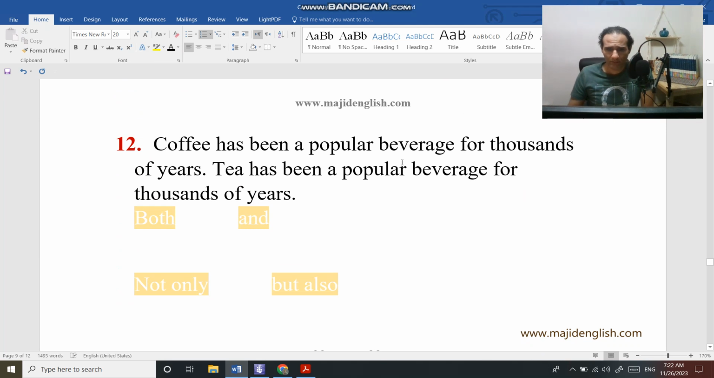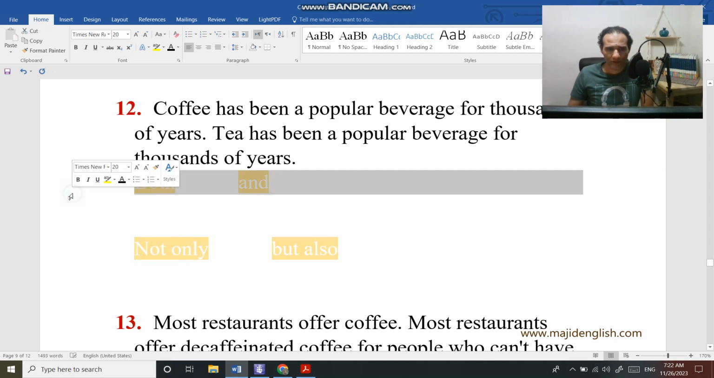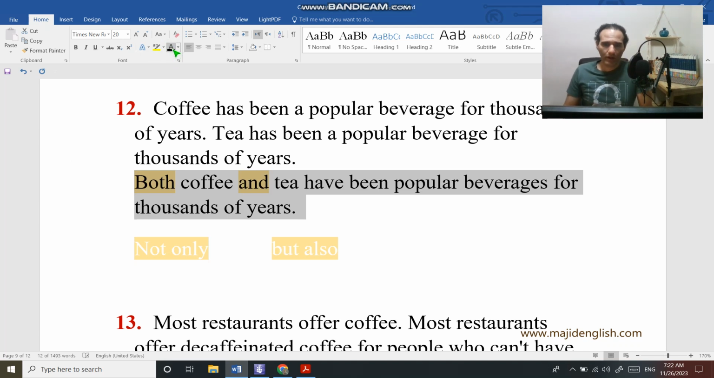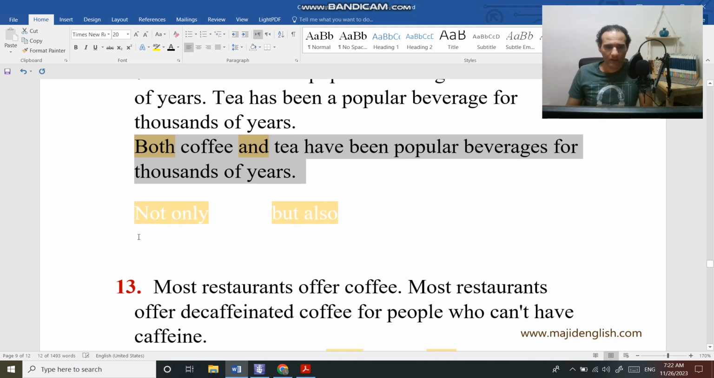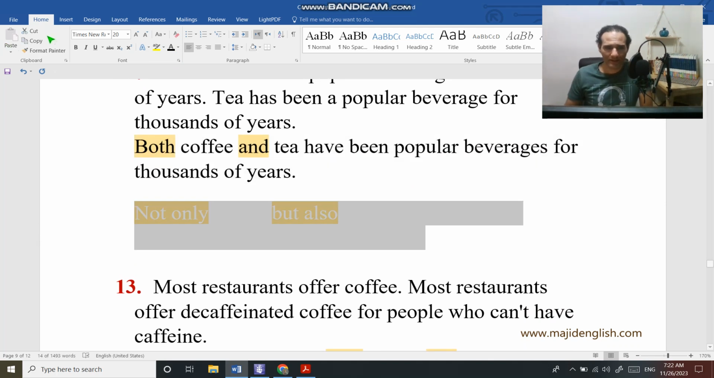Coffee has been a popular beverage throughout the years. Tea has been a popular beverage. So both coffee and tea have been popular beverages, plural, not only...but also. The meaning is the same, the grammar a bit different. It says not only this one but also that one. The verb needs to undergo changes here.